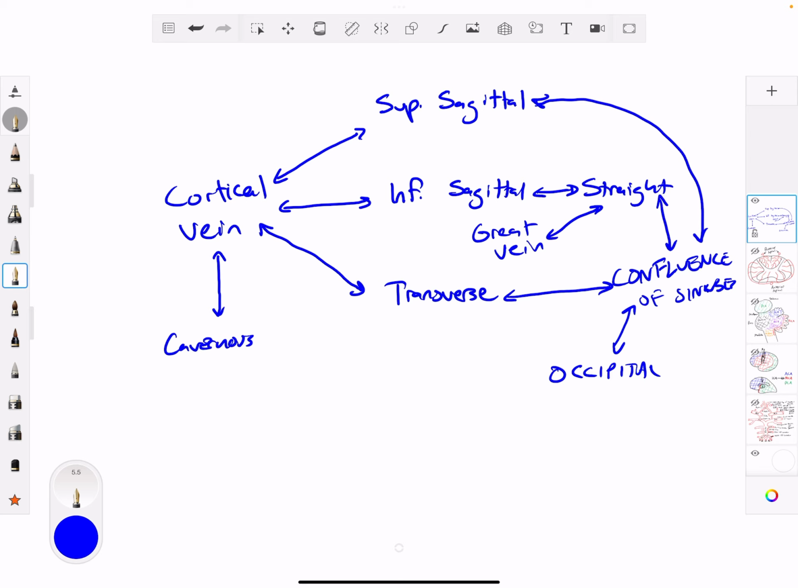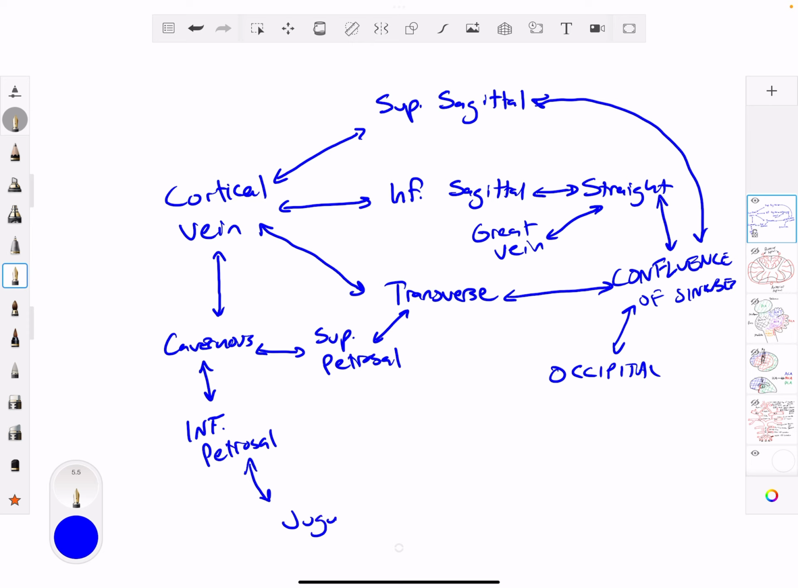Now the cavernous sinus gets in here via the superior petrosal sinus. Hey, look at that. We've connected everything. But I'd really like to get out of here at some point. So we need to meet up with the jugular. We can do that pretty directly from the cavernous sinus by following the inferior petrosal and then finally hitting the jugular.